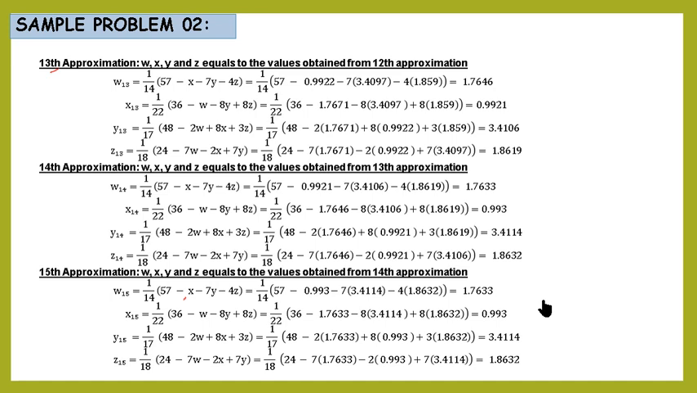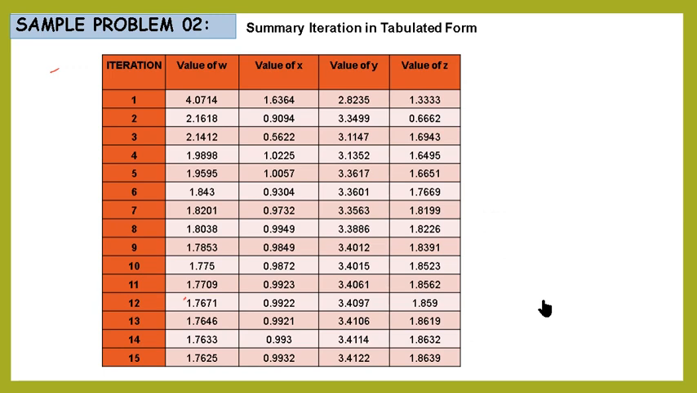If they are not yet equal, we continue until our two consecutive approximations are equal. Okay? So, up to the 15th iteration, we have here the summary of iterations in tabulated form. These are the values we got when we iterated up to here. They are approximately equal already. So, we can now stop our iteration. And the values for W, X, Y, and Z will be the values in our 15th iteration. So, that's for the Jacobi method.